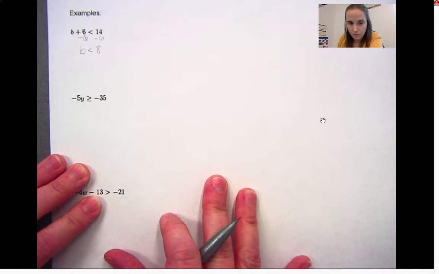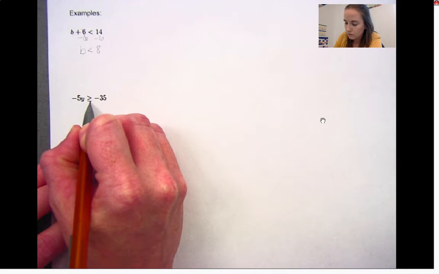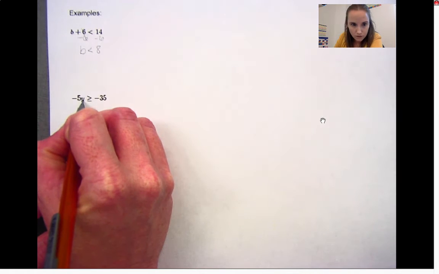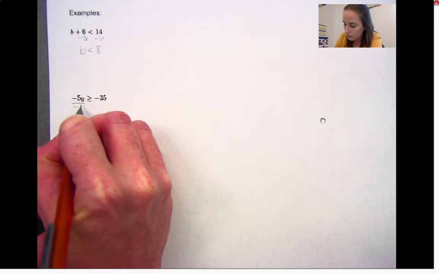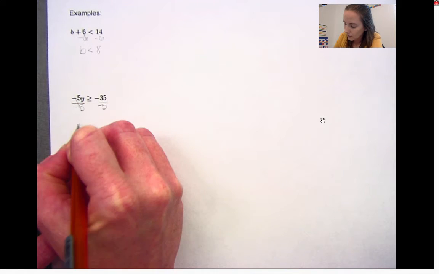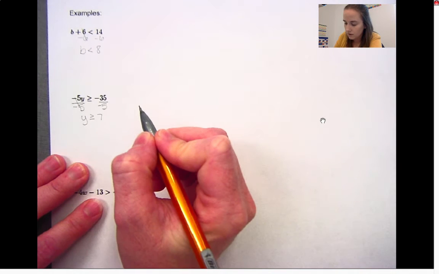The next example says negative 5y is greater than or equal to negative 35. So y is what I'm solving for. I need to get rid of negative 5. Since it's being multiplied, I divide. That's the inverse. And I'll have y is greater than or equal to positive 7.